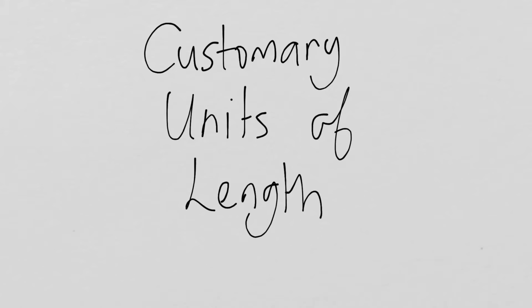In this video we're going to look at customary units of length. Customary units are units that are used in the US, probably other places in the world. They're not metric units. Metric units are the ones that most places use, and those are things like meters and centimeters and millimeters and kilometers. Those are metric units of length. Customary units are different. So let's take a look at the types of customary units of length that we have.